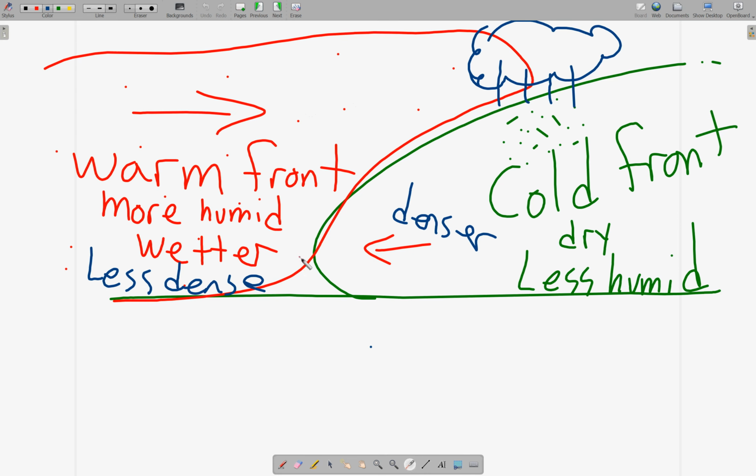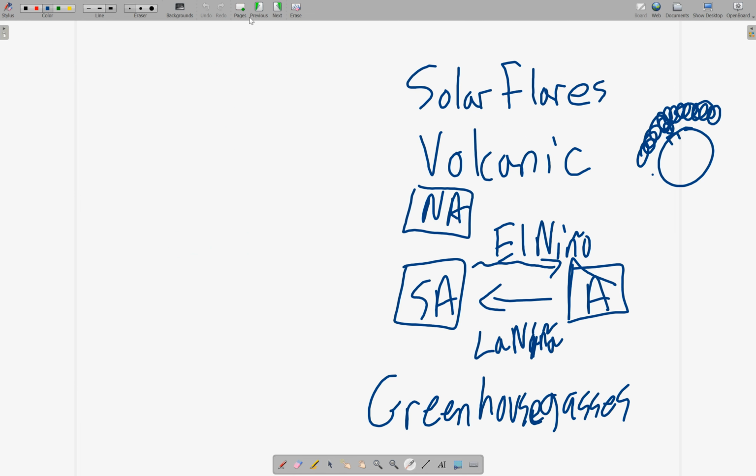And so if these two are coming towards each other, the warm front is going to go up and over the cold front. And as it does, it's going to start to condense and form a rain cloud, and that rain cloud is going to increase the rain. All right, so warm front going over cold front, you tend to get precipitation.